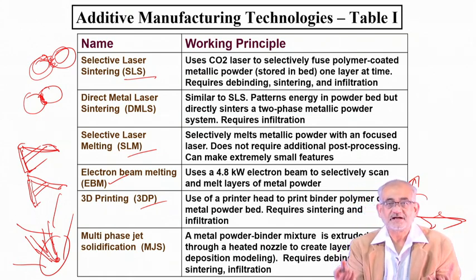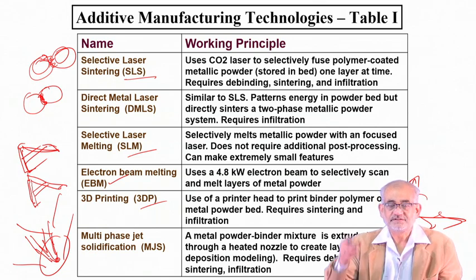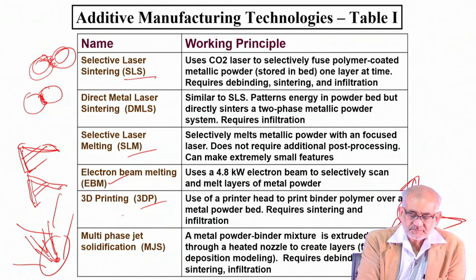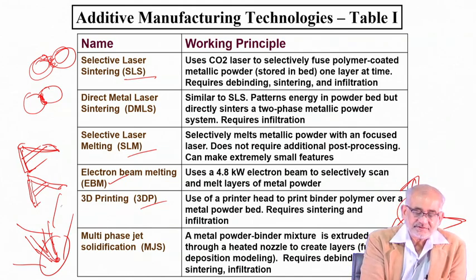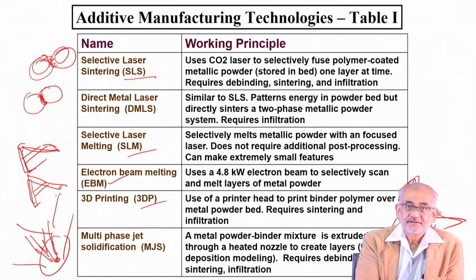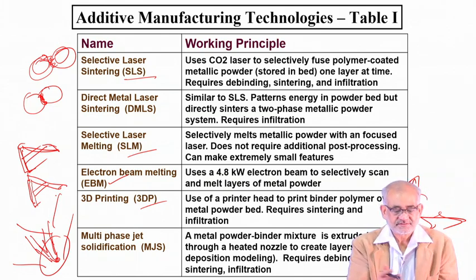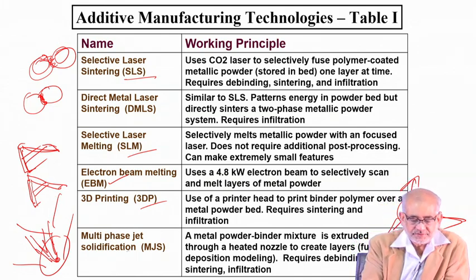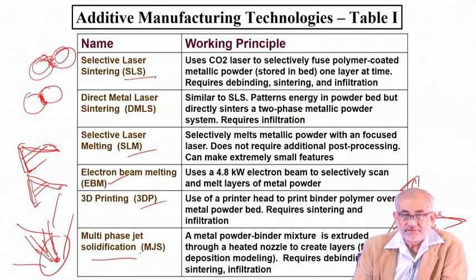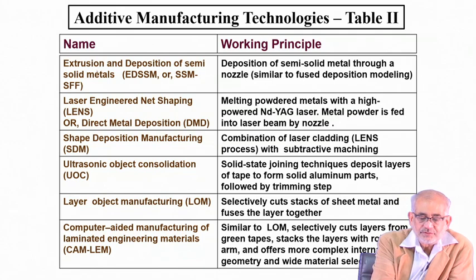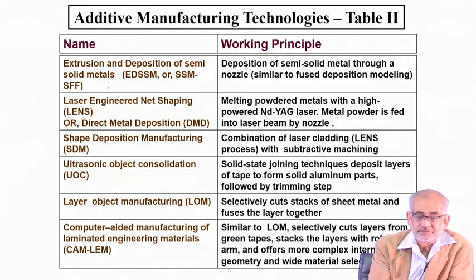It's almost like an artisan moving his hand with clay and making a three-dimensional shape. So instead of printing letter A on a two-dimensional sheet, you can go layer by layer and print an A which is not only two-dimensional but three-dimensional. So that's 3D printing. You can also use multi-phase jet solidification. You can have multiple jets falling onto the surface. You can do extrusion and deposition of semi-solid metals and then create a final shape.